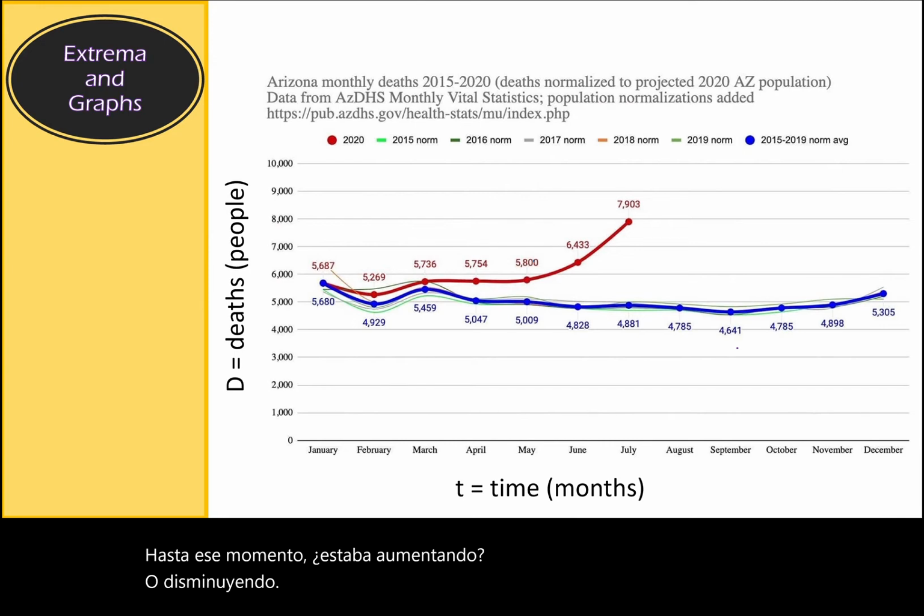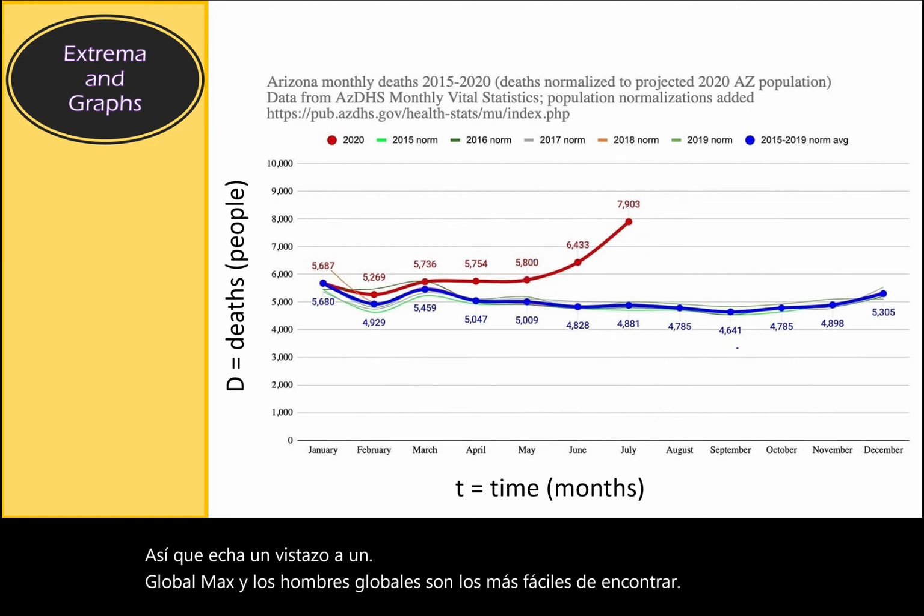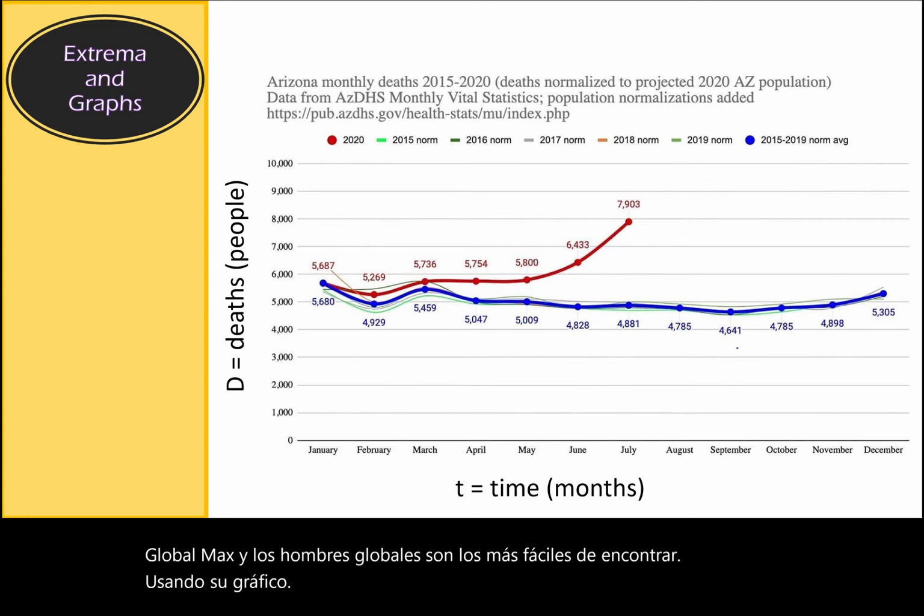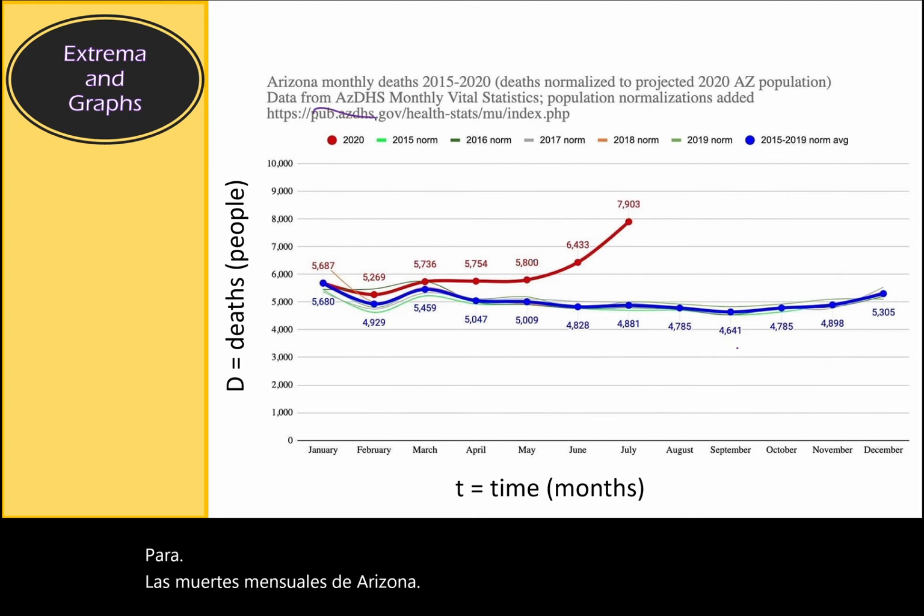So taking a look at an example, the global max and the global min are the easiest to find using a graph. For the Arizona monthly deaths in 2020 represented in red, the global max is 7,903, the number of deaths in July. The fewest deaths occurred in February.